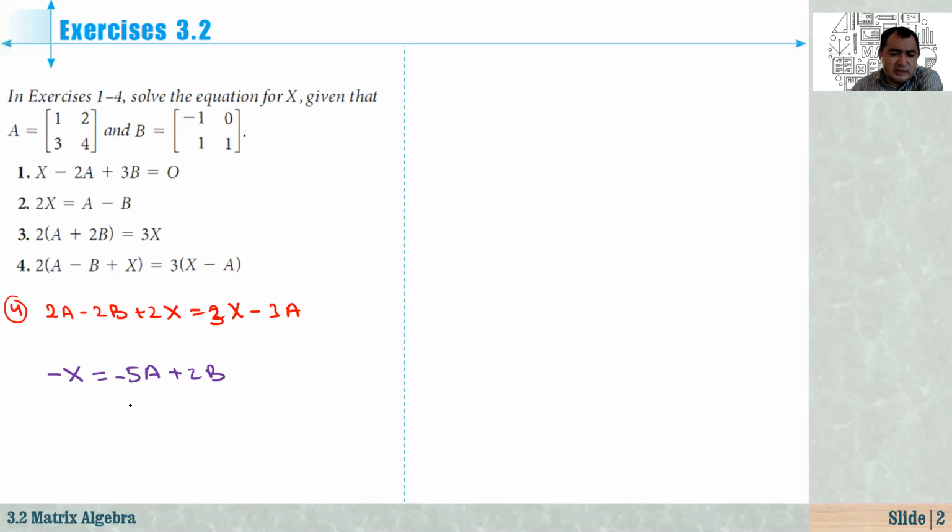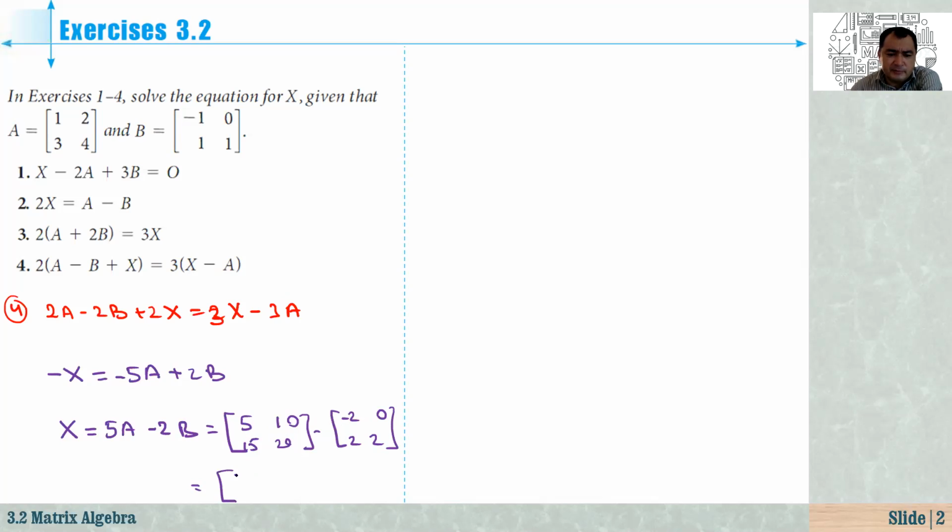Now, if you multiply both sides by negative 1, we know how to multiply a matrix by a scalar, right? We just need to multiply every component by negative 1. So X will be equal to 5A minus 2B. And what is 5A? We need to multiply each component of matrix A by 5: 5, 10, 5 times 3 is 15, 5 times 4 is 20. Minus 2 times B: 2 times negative 1 is negative 2, 0, 2, 2. And just subtract the corresponding components, or entries.